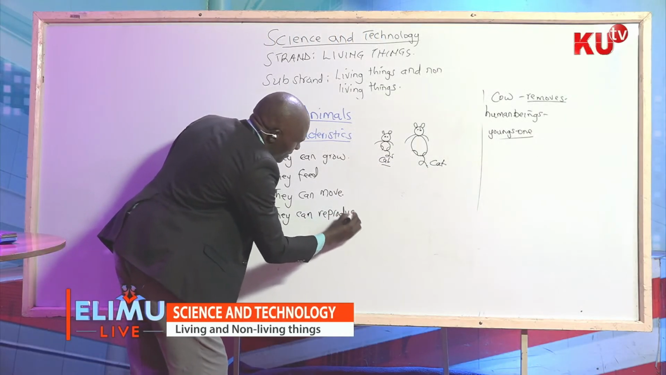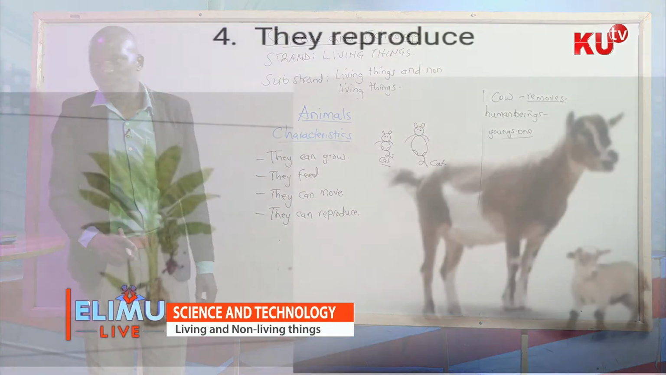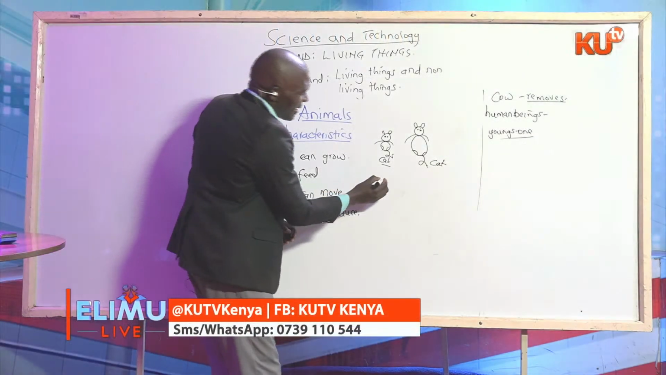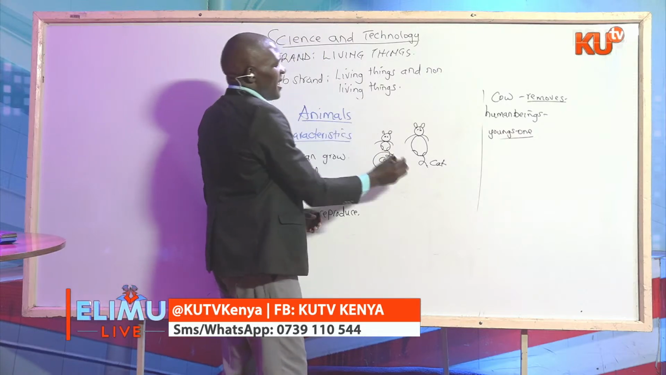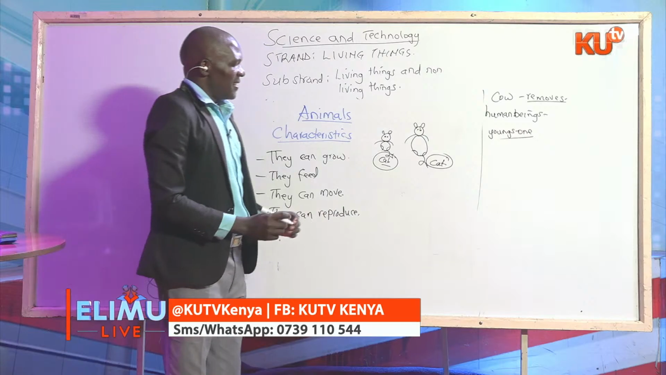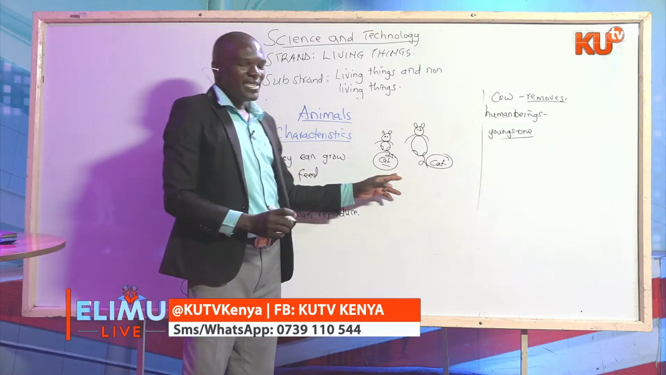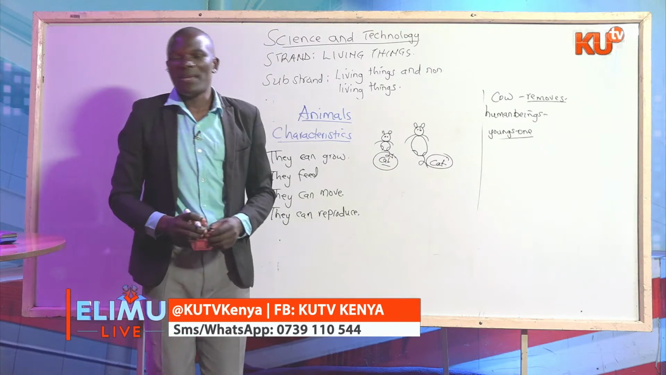Animals can reproduce. As you can see, we have a goat with its young one. You will realize that the goat is very comfortable where it is standing, because it is aware that what it is standing with is its own. And as you can see, one is small and another one is big. And that is why we say animals have the ability to reproduce.